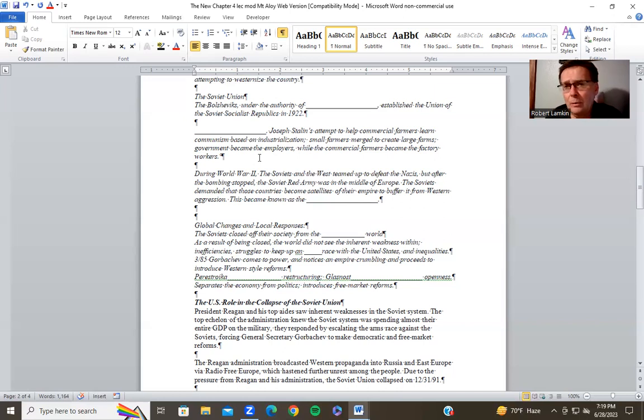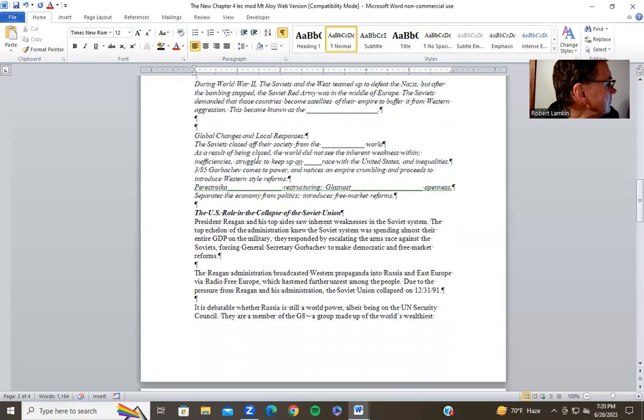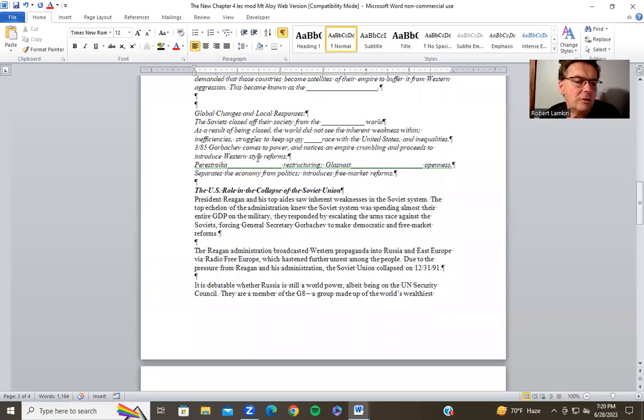Now, during World War II, the Soviets and the West teamed up to defeat the Nazis. When the bombing stopped, the Soviet Red Army was in the middle of Europe. Soviets demanded that those countries become satellites of their empire to buffer it from Western aggression. And this became known as the Iron Curtain. Global changes and local responses. Now, the Soviets closed off their society from the capitalist world.